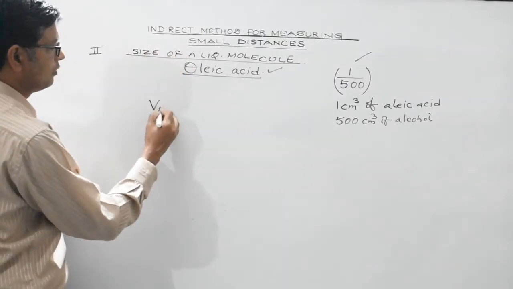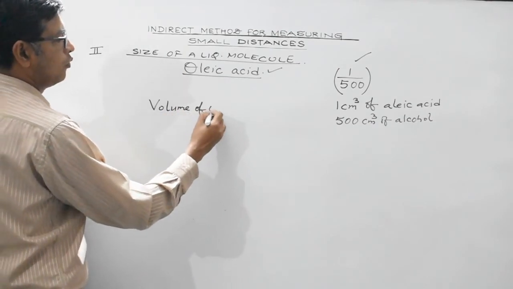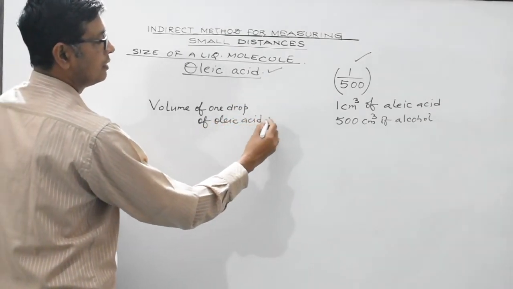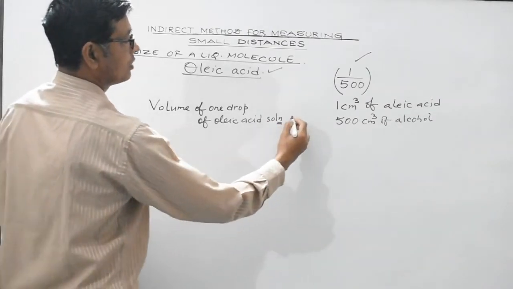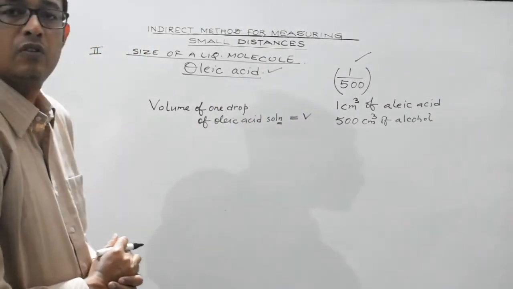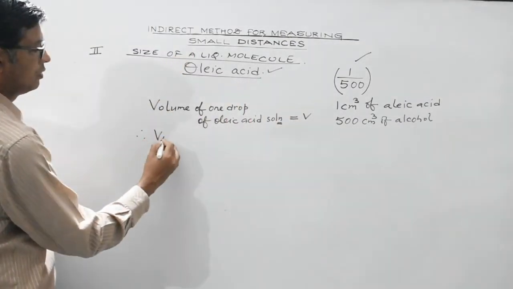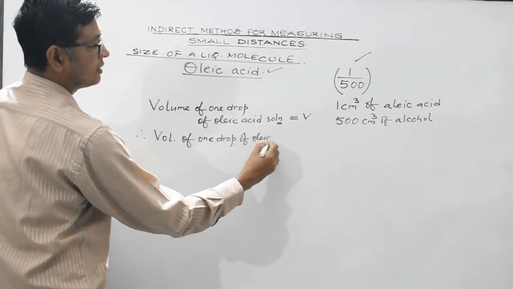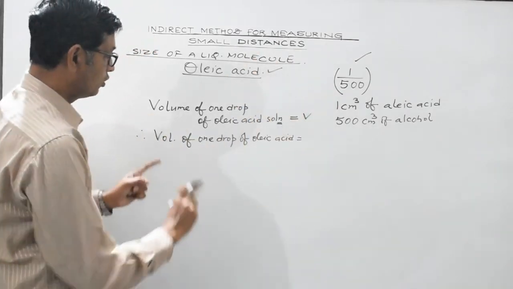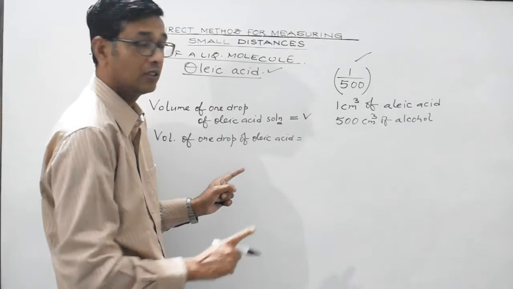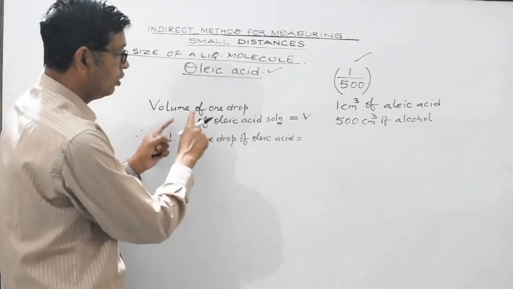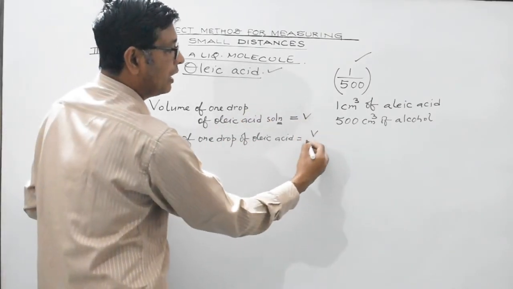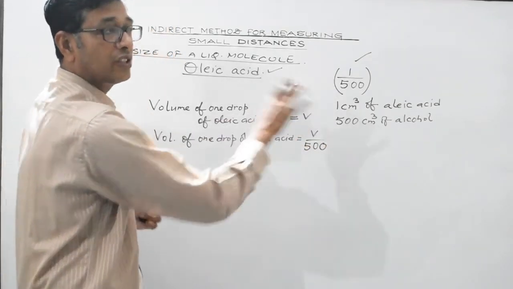So, the volume of 1 drop of oleic acid solution, suppose it is equal to V, right? Let us consider it to be V. Therefore, alcohol gets evaporated, so I am talking about the volume of 1 drop of only oleic acid. Concentration is 1 by 500. So if the volume of 1 drop of oleic acid solution is V, then the volume of 1 drop of oleic acid would be V by 500, since its concentration is 1 by 500.